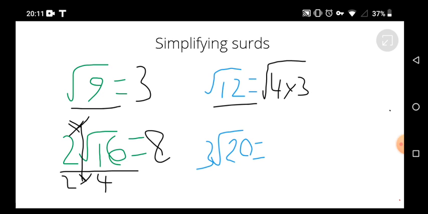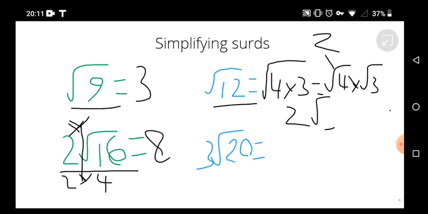So root 4 times 3 should give us root 4 times, separately, root 3, because they're separate. And root 4 is 2. So really that's 2 root 3. Just try and get a square number out of it. If you can't find a factor that is a square number, then it can't simplify. That's important. And finally, we're going to be looking at what happens when we have a number in front, and just like before, we treat it separately.